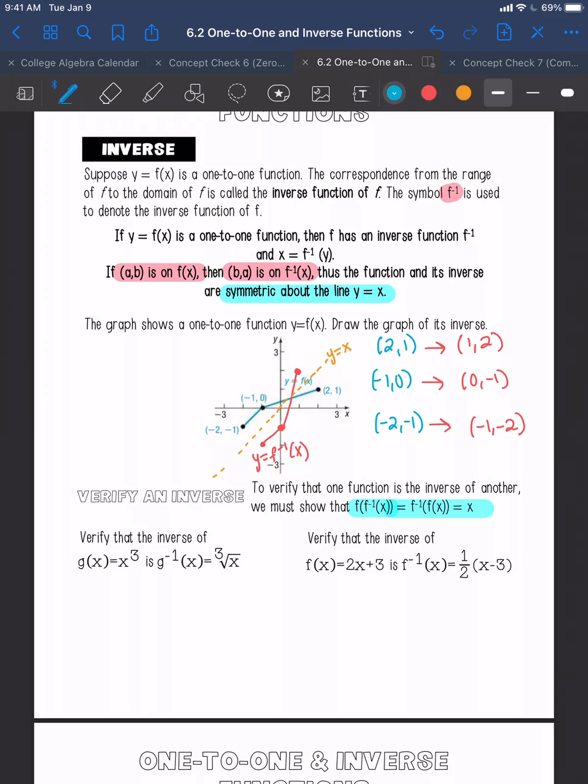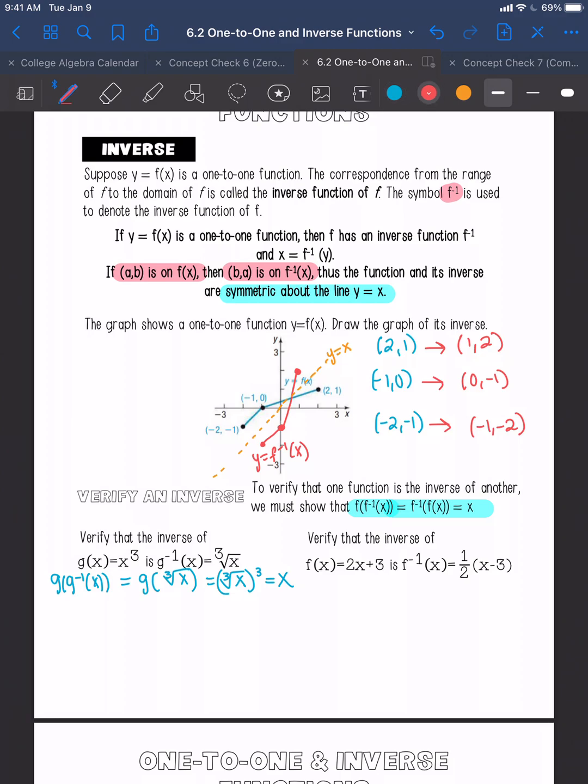All right, so for g of x here, let's find g of g inverse of x. So we're taking and finding g of the cube root of x. Well, that would be the cube root of x, cubed, which is equal to x. So g of g inverse of x is equal to x.